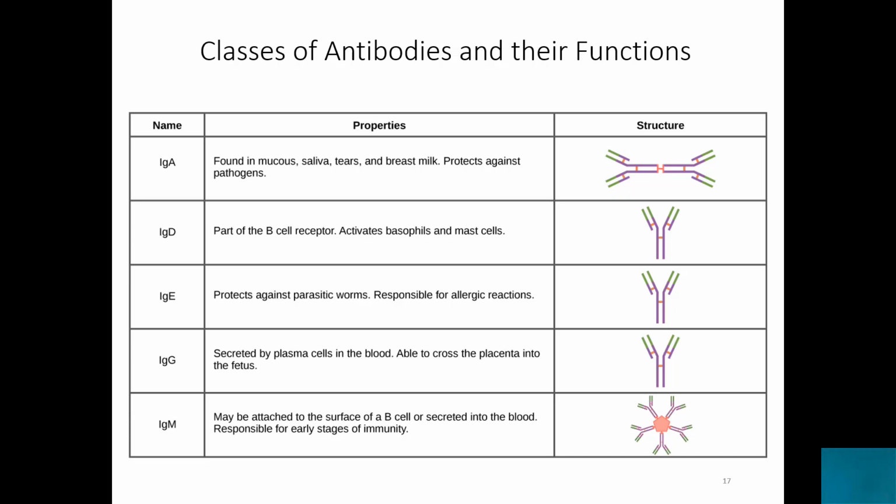Those 5 classes of antibodies, or immunoglobulins, are similar, but they have slightly different structure and their functions can be slightly different. For example, immunoglobulin A usually is found in mucus, saliva, tears, and breast milk, and it protects against pathogens like all others. Immunoglobulin D activates basophils and mast cells. Immunoglobulin E protects against parasitic worms and takes part in allergic reactions. Immunoglobulin G is secreted in the blood by plasma cells, and it is also capable of crossing the placenta into the fetus. And finally, immunoglobulin M has the most complex structure, and it's responsible for early stages of the immune response.